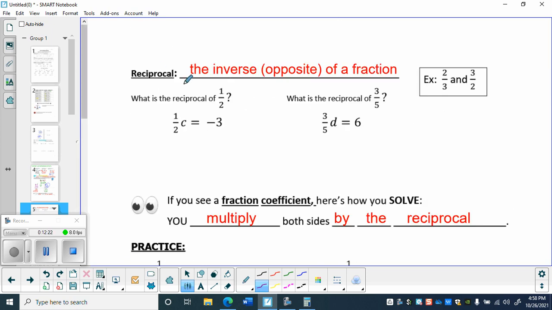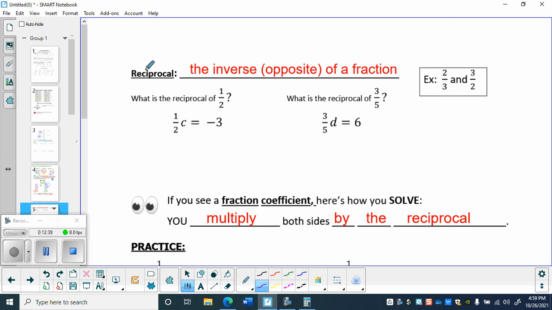And now let's talk about this word reciprocal, because what you guys are going to start to see here are fractions. So that's kind of something new on this page. We're actually going to be looking at fractions on this page. But before we do anything with the fractions, I want to define the word reciprocal.